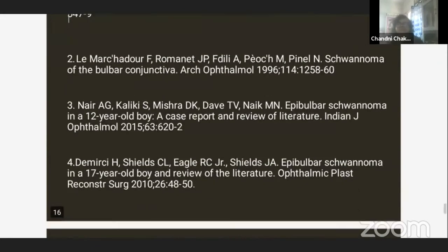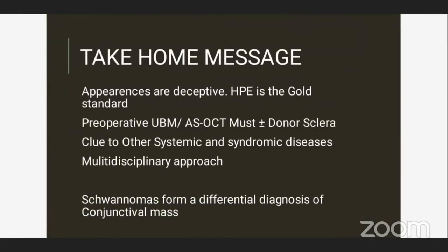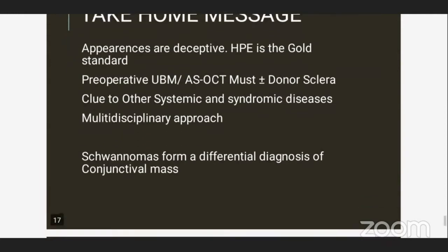These are my references. Now, what should be your take-home message? However small or insignificant the mass may appear to the ophthalmologist, preoperative ASOCT and UBM must be done to rule out any intraocular infiltration. And if there is the slightest doubt of scleral involvement, donor scleral graft must be kept in hand, and do not be misguided by the appearance. HP might come as a surprise, and a multidisciplinary approach to look for other systemic involvement may give us an important clue to come to a final diagnosis.